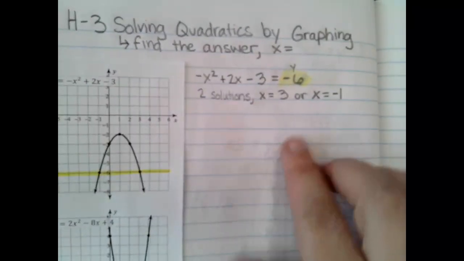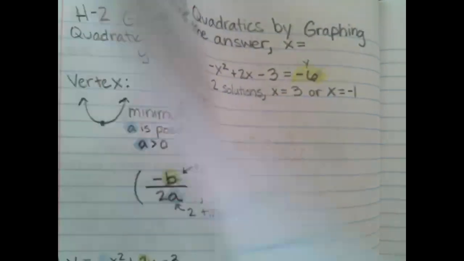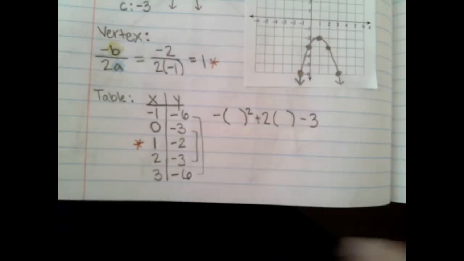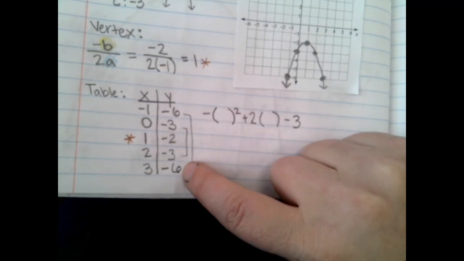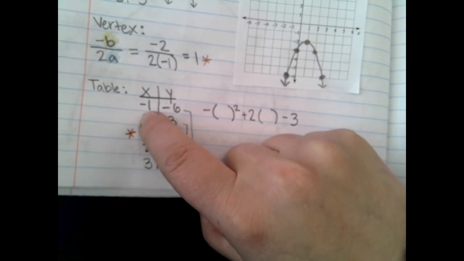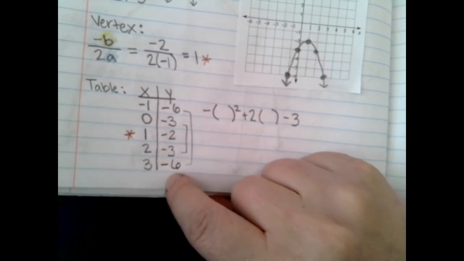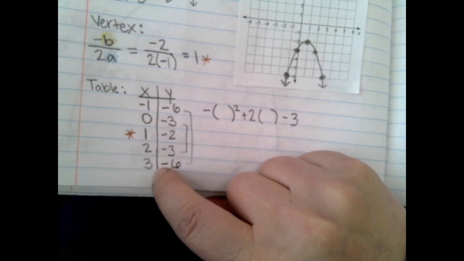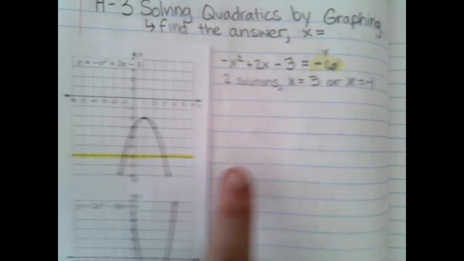Okay, yesterday we did the table for this. I'm going to flip back just for a moment. This one is easy to look at for the table because how many times did we get negative 6 as an output? 2 times. What was the x for one of them? Negative 1. And what was the other x? Now that y was negative 6, what's the x? 3. And so those are our answers, negative 1 and 3. Okay. All right, we're going to keep working on this one here.